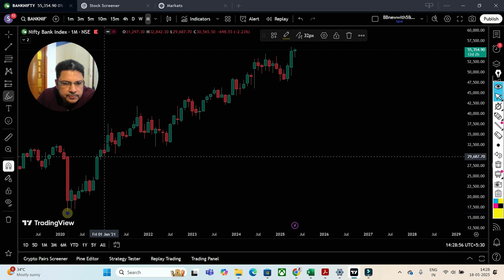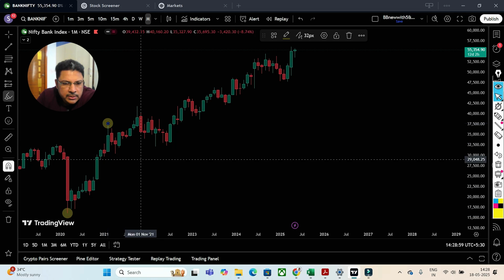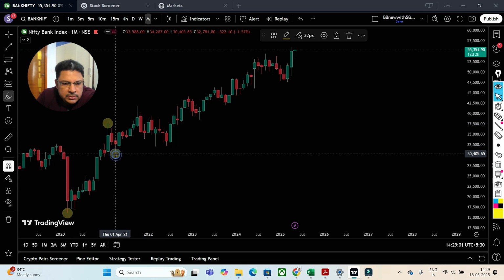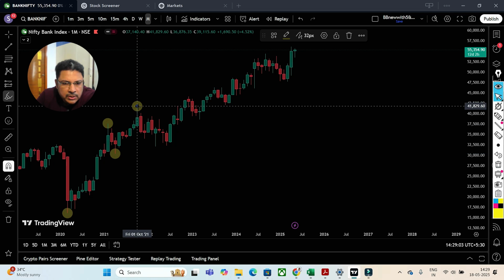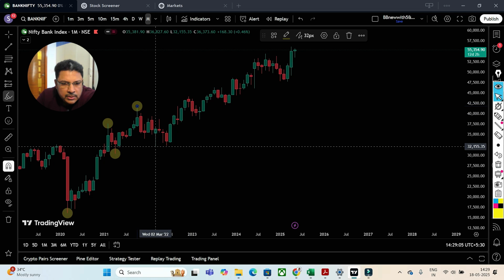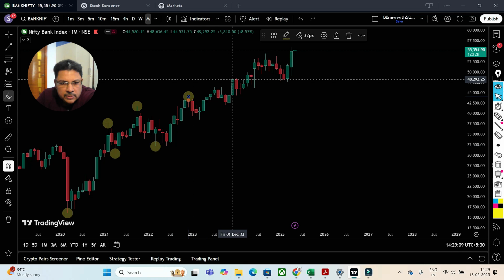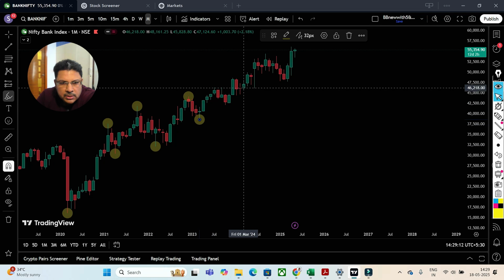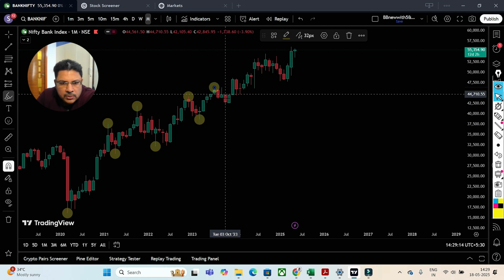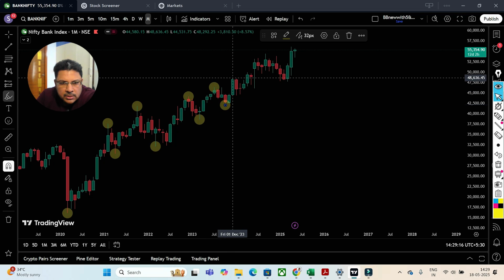This was a low, this was a high, then this was a low, this was a new high, then this was a low, then this was a new high, retracement, then a new high, retracement, then a new high.